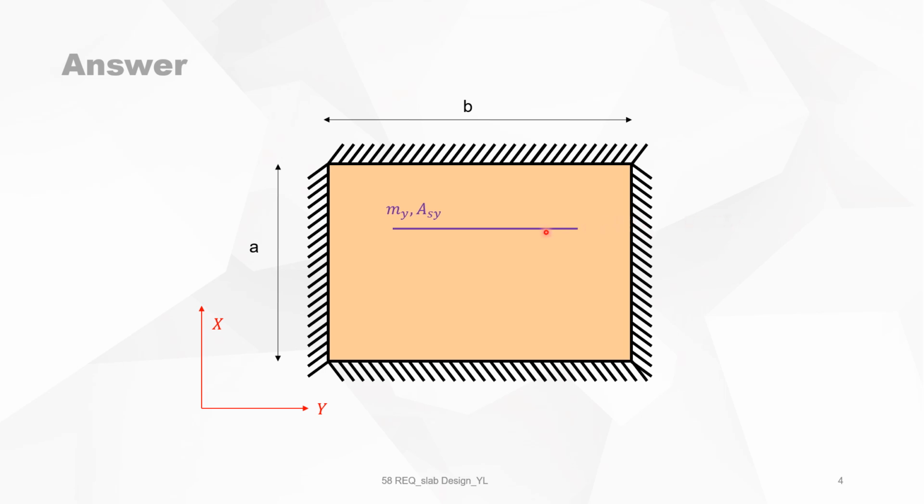We know that the reinforcement in this direction corresponds with the bending moment in this direction and the needed reinforcement cross-section. So in the other direction, it's mx and the reinforcement that is put in position in this direction. And we know that my is equal to mu times mx.